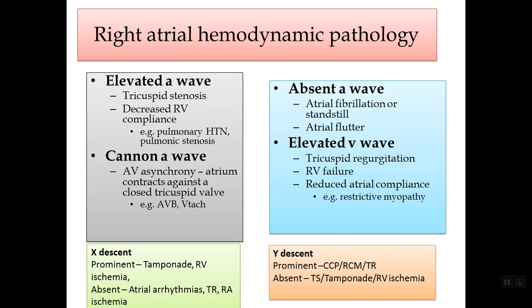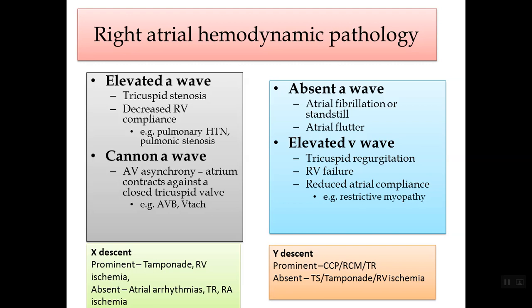The X descent is prominent in tamponade. That is, a prominent X descent, meaning an X descent which is clearly seen on the neck wave, can happen with tamponade and right ventricular ischemia. It is absent in atrial arrhythmias, in tricuspid regurge, right atrial ischemia, and so on. An absent X descent in atrial arrhythmias.